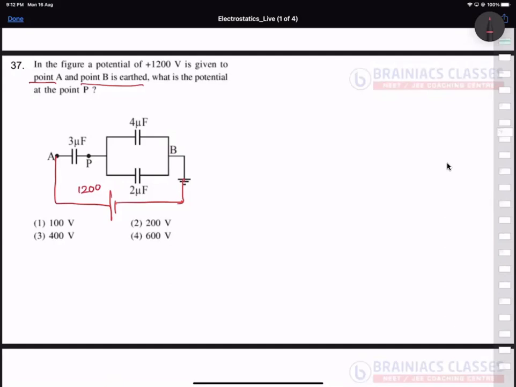So this is clear. Now what I want to find out is the voltage at the point P. Voltage at the point P means, if I'm asking you one question, what is the voltage at the point A? Voltage at the point A is 1200. From where are you calculating this 1200? 1200 is the voltage at the point A with respect to the point B. From the B, it is 1200 because B is grounded.